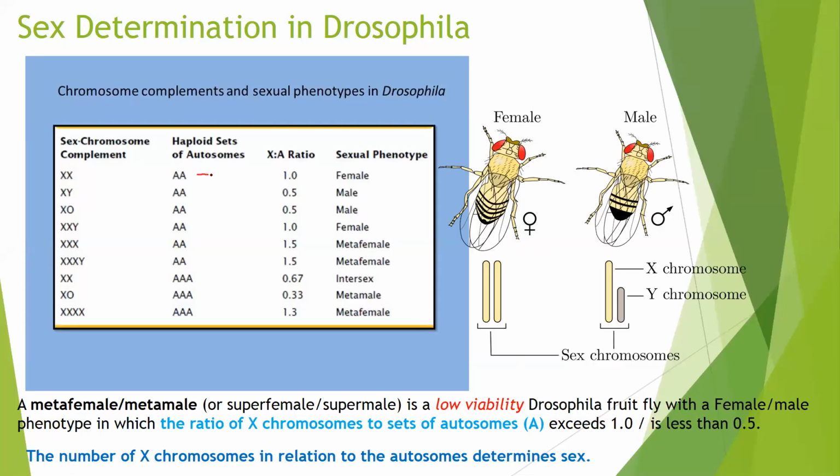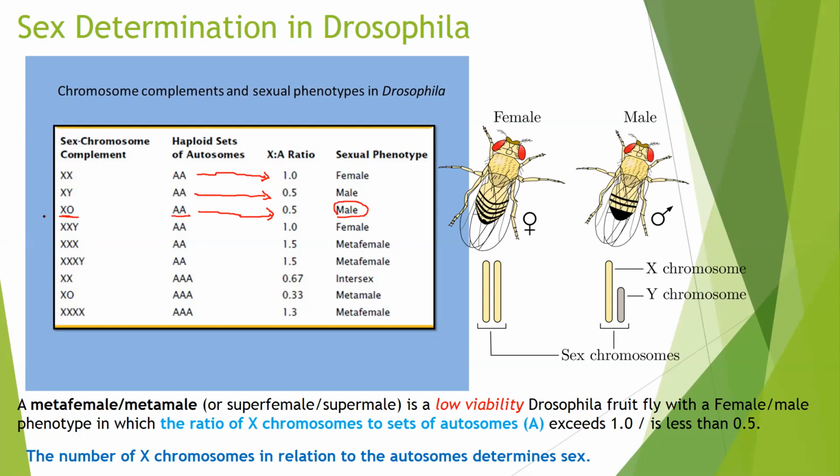Okay, so when we calculate the ratio of X and A, this standard female gives you a ratio equal to one, and this standard male gives you a ratio equal to one half. All right, now look at here. This one is a non-standard one. It only has one X chromosome, and the other one is missing. So just one X chromosome. We use XO to represent this. And the same, this one also carries two sets of autosomes. So when we calculate the ratio of this one, it gives you the same 0.5, right? So that means this one is a male.